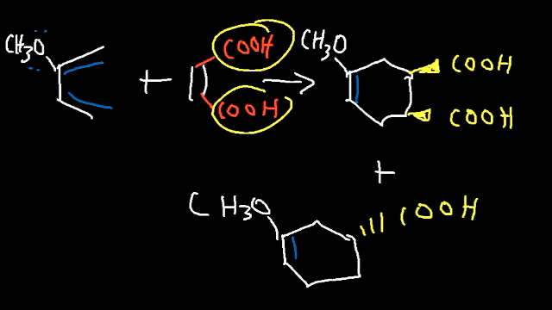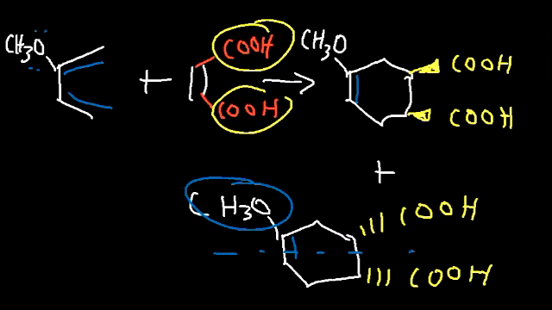So here we can get two different products. Now, if this methoxy group wasn't there, we would have symmetry. And so we would have a meso product, which means it won't be two products, it will be one, if the methoxy group wasn't there. So now let's try another example. The best way to learn is by working through a series of examples.